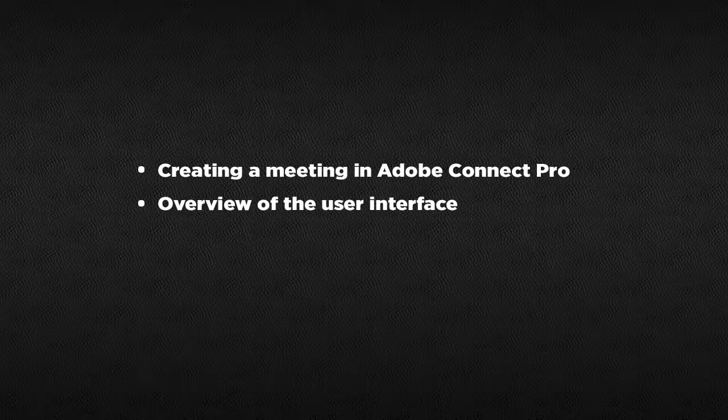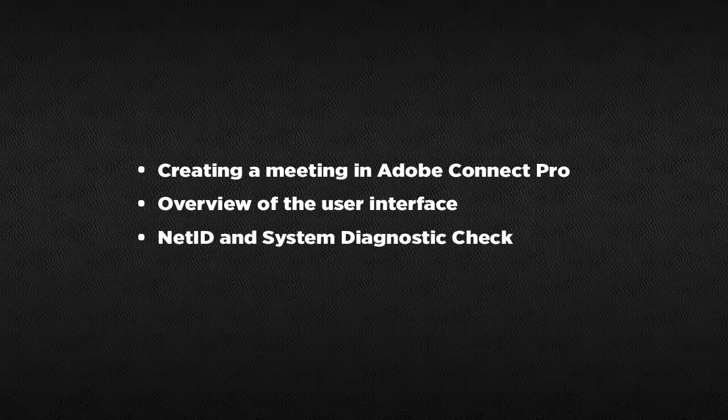As we get started here, this tutorial assumes that your MSU NetID is set to work with Adobe Connect Pro and that your computer has passed the system diagnostic check. So if you haven't done that yet, you're going to want to double back to steps 1 and 2 of the Connect in 5 webpage.